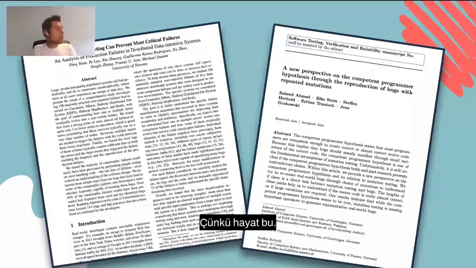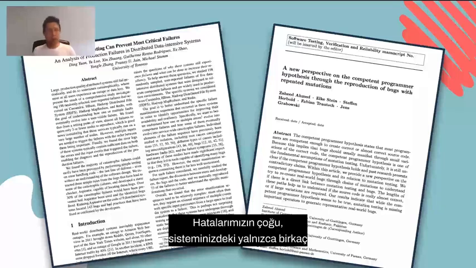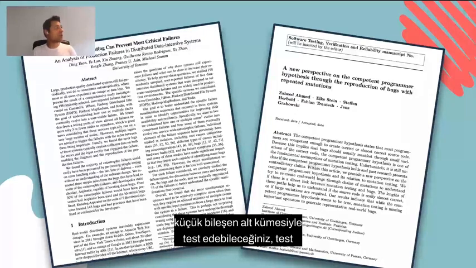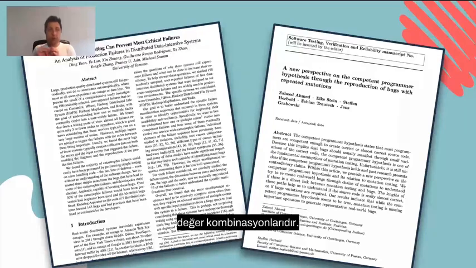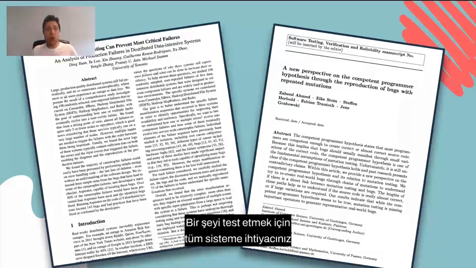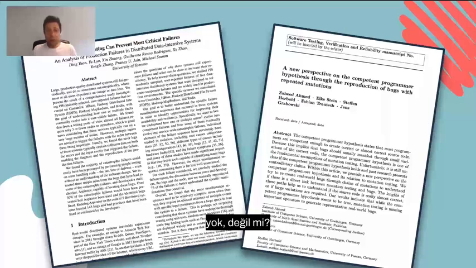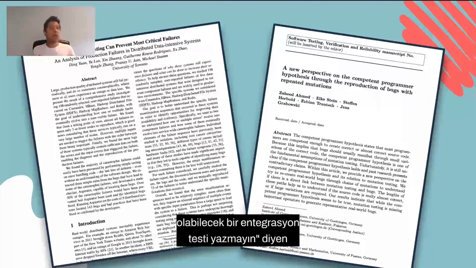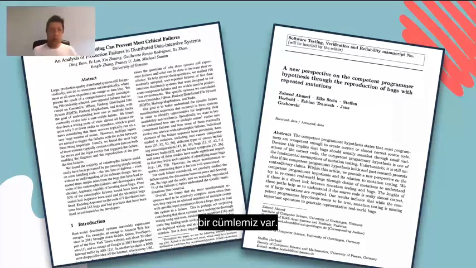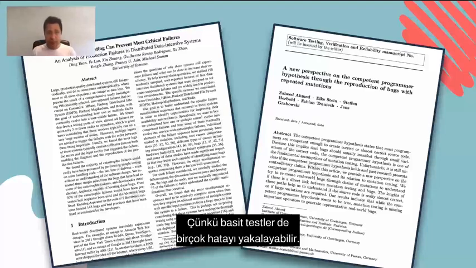Because that's life. A lot of our bugs are null pointer exceptions or combinations of values we forgot to test, that you could test with only a small subset of components in your system. You don't need the whole system to test something, right? At Agile, we have this sentence in our internal wiki that says, don't write an integration test that could have been a unit or a component test. Because simple tests can catch a lot of bugs as well.